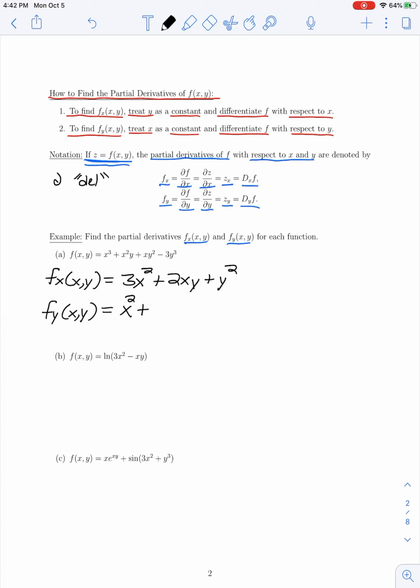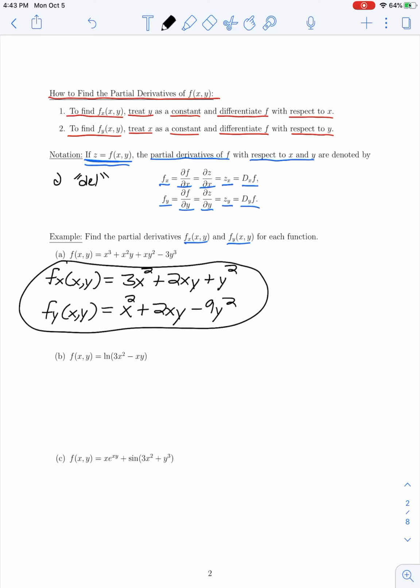Then plus we have a constant x times y squared. Now the derivative of y squared would be 2y. So just writing the 2 out in front of our constant term x, I would have 2 times xy to the first power. And then minus, the derivative of 3y cubed would be 9y squared. So these are our partial derivatives.